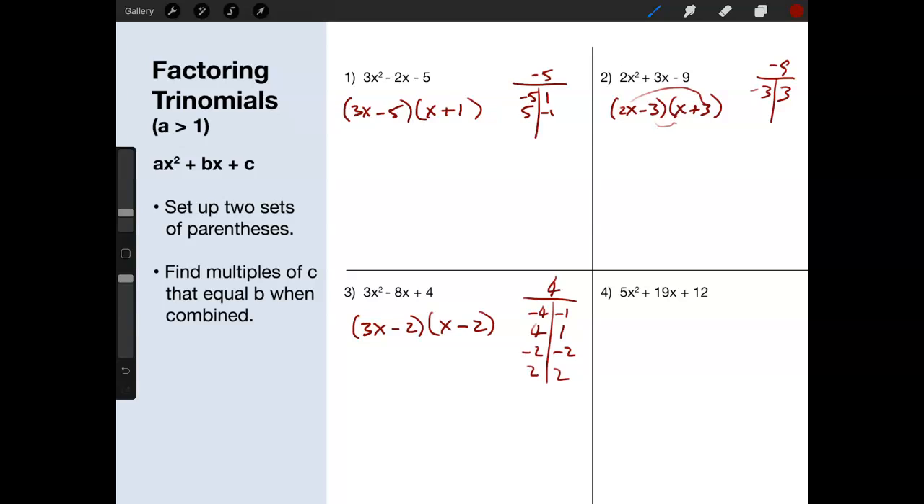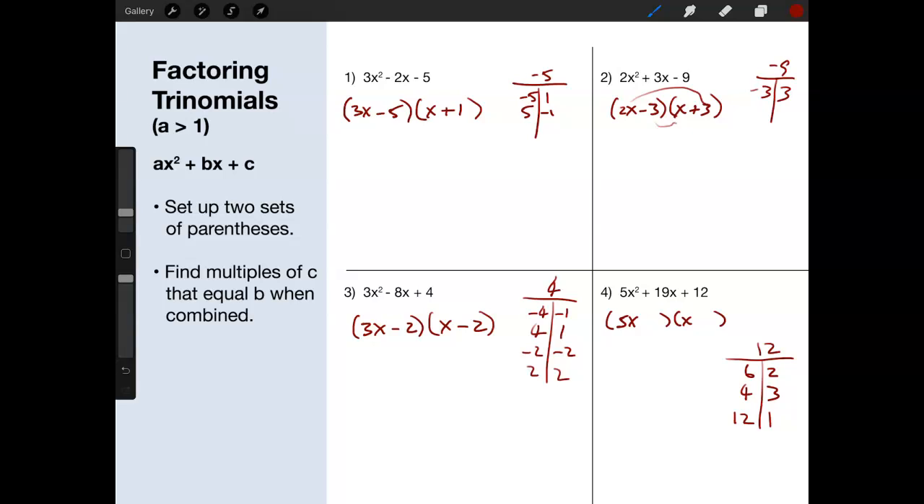For example number 4, we have 5x squared plus 19x plus 12. So we'll start with our parentheses, 5x and x. Since 19 is positive and 12 is positive, we're going to want only positive factors of 12. Either 6 and 2, 4 and 3, or 12 and 1. We need to figure out which one of these factors when combined with 5x and x will give us 19.